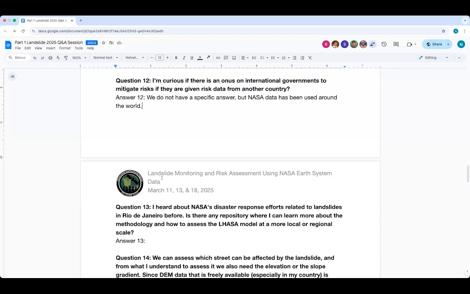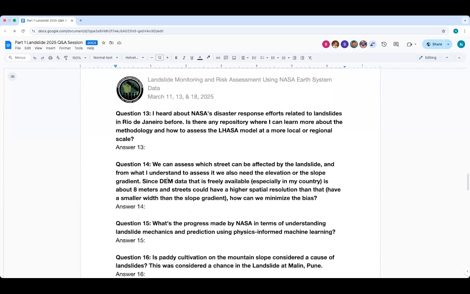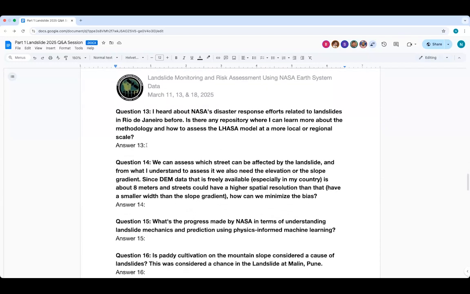Okay, great. Question number 13. I heard about NASA's disaster response efforts related to landslides in Rio de Janeiro before. Is there any repository where I can learn more about the methodology and how to assess the LHASA model at a more local or regional scale? It's a great question. So all of NASA's landslides research that has been conducted is updated on our webpage. The link is provided above, but I'll provide it again here in the response to this question, which includes the work that has led to LHASA and other systems.